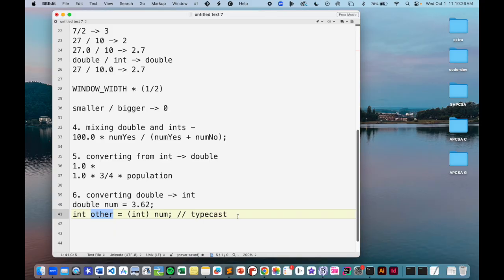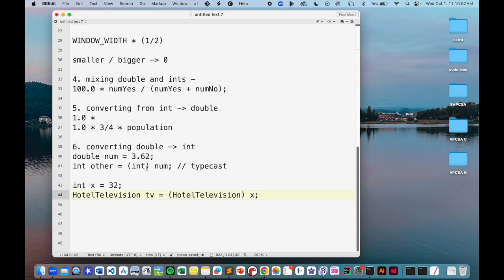Now, this is a good time to bring up that you can't typecast anything into anything else. Like, I can't have int x equals 32 and then HotelTelevision TV equals HotelTelevision x. I can't just force a number to be a hotel television. We're going to see typecasting most often when we do it from doubles to ints. There is one other sort of application that we'll see a little bit in the next semester, but that's not going to pop up for a while.